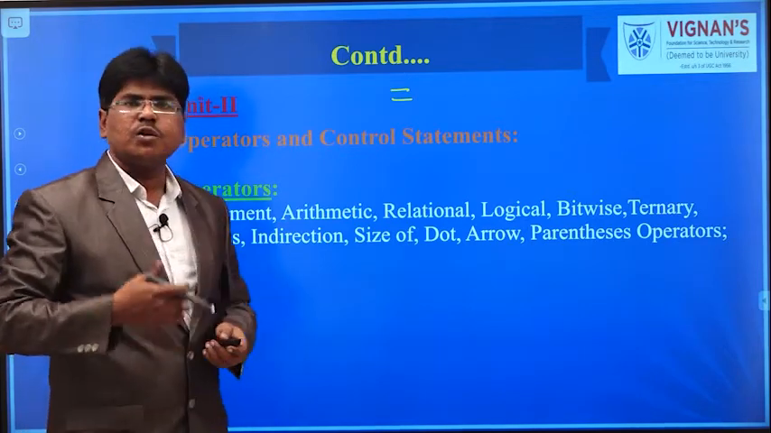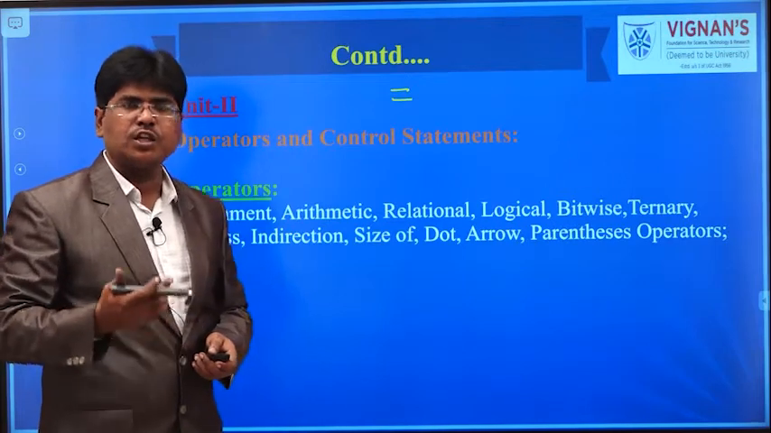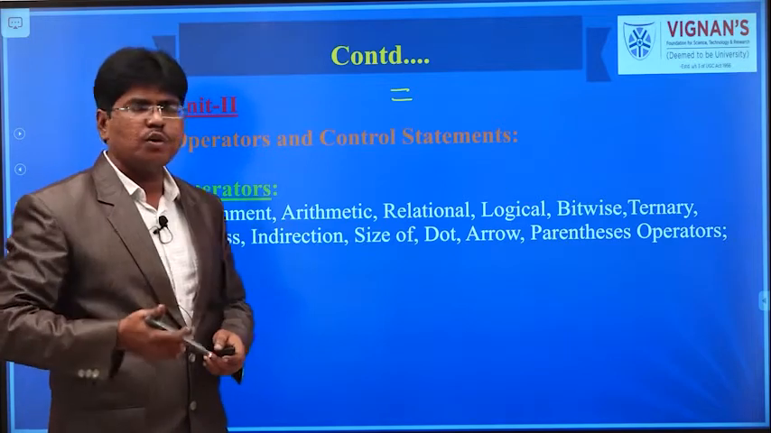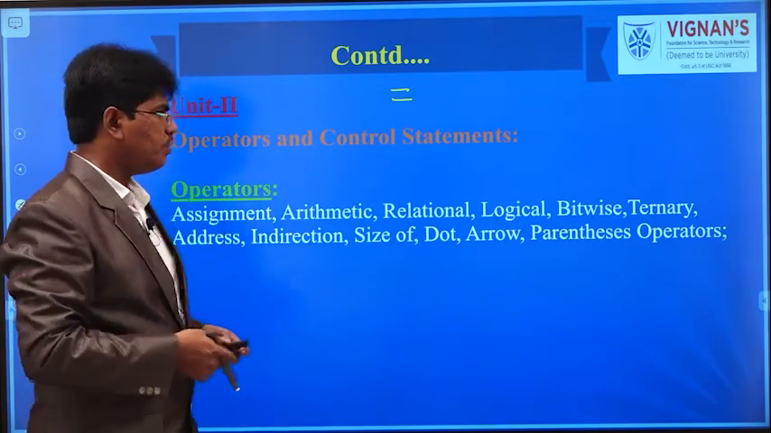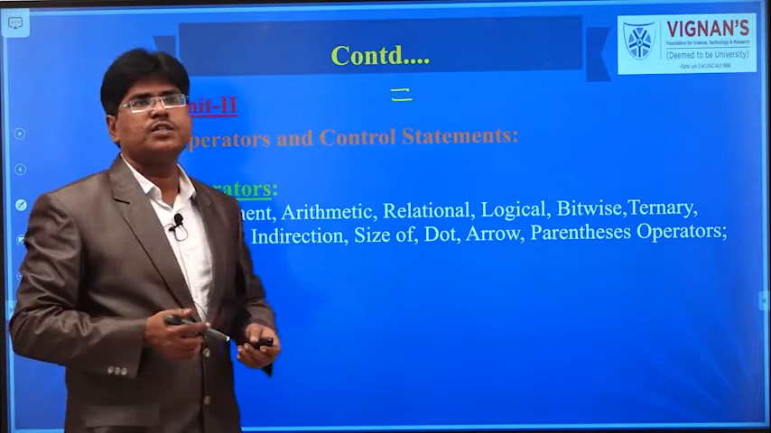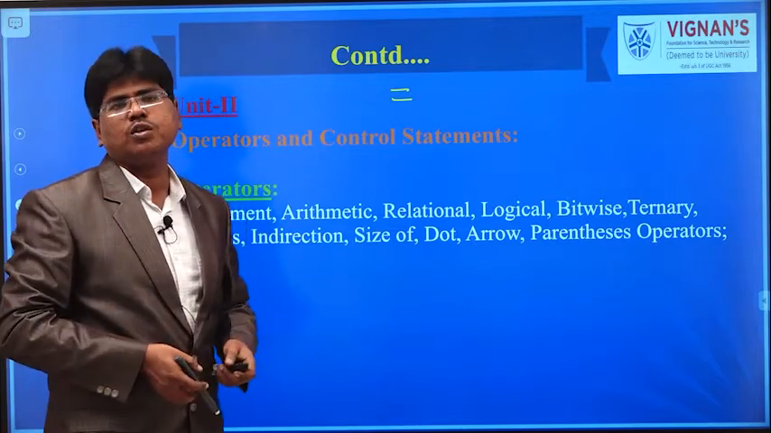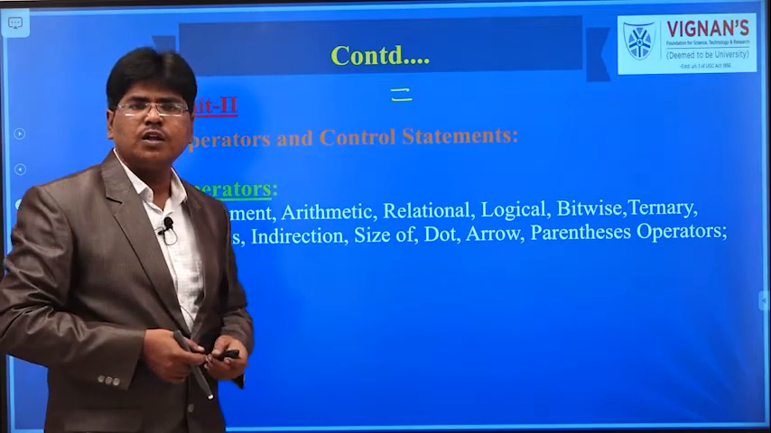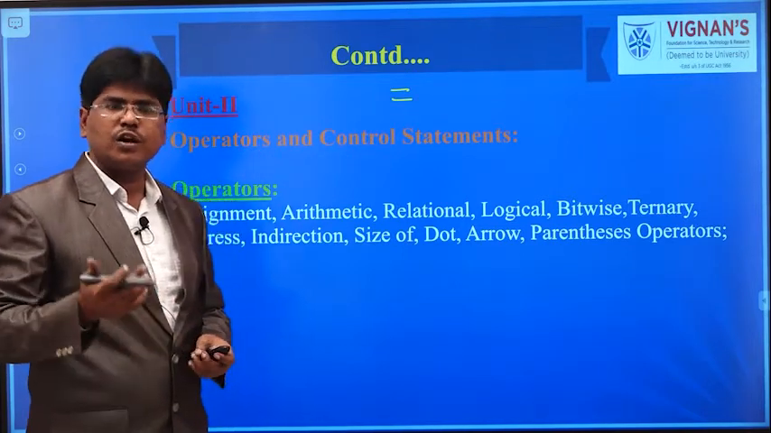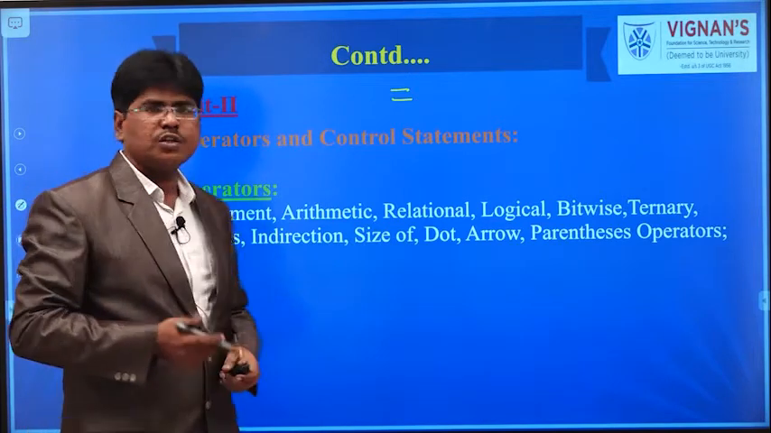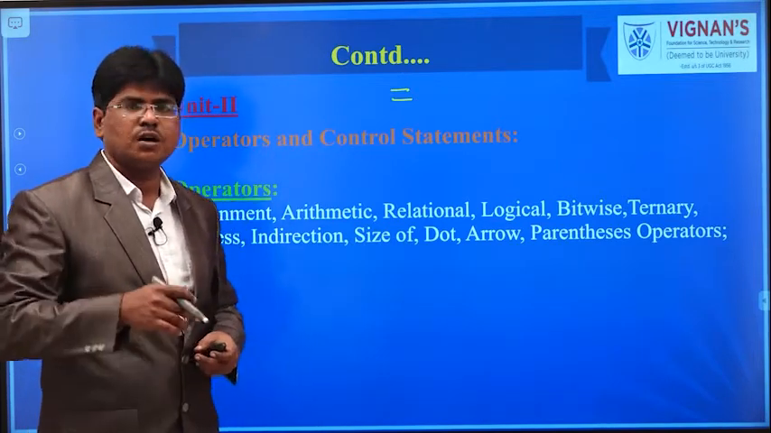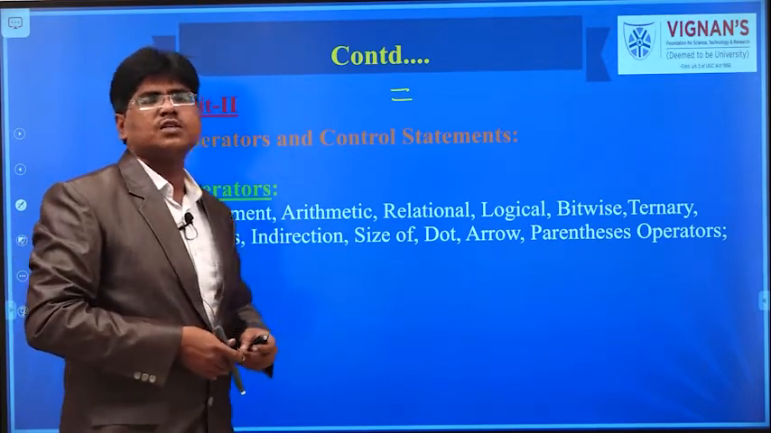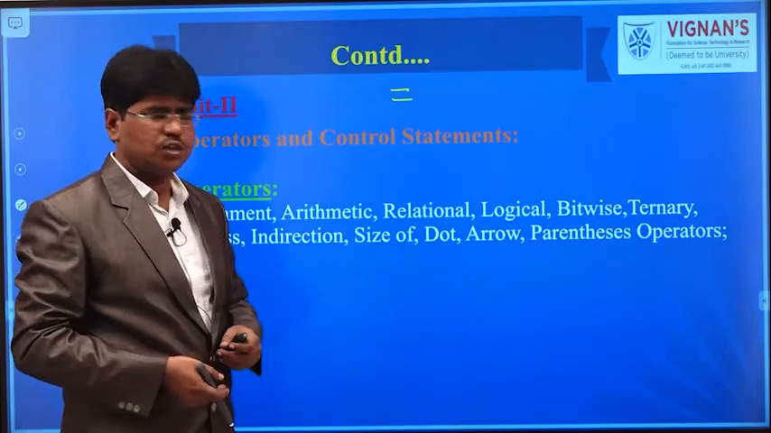Logical operators are the logical AND operator, the logical OR operator, like that. Bitwise means if you want to perform operations on the bits, then you go for the bitwise operator. Ternary operator means if you want to compare more than two variables, then you go for the ternary operator. Address operator means if you want memory location addresses, then you go for address operators. And indirection operator is applicable for the pointers concept. And sizeof operator means if you want to calculate the size of the data types or variables, then we go for the sizeof operator.